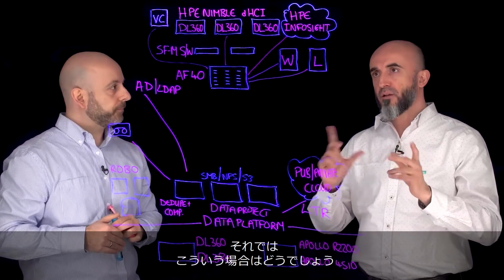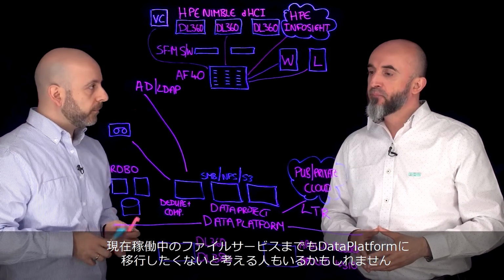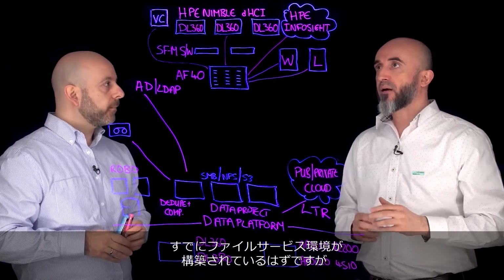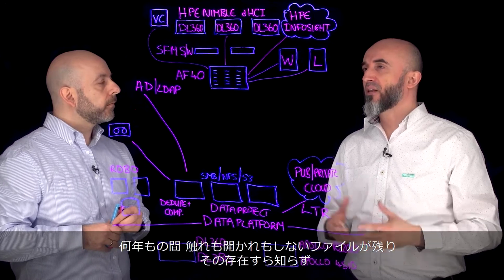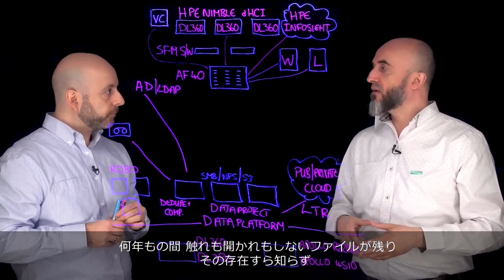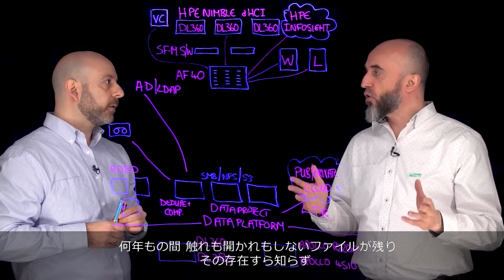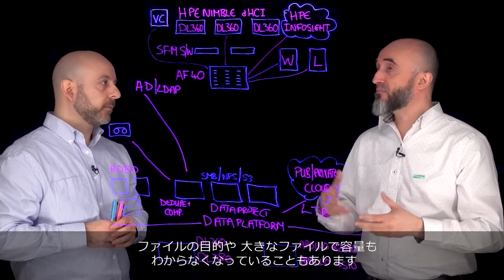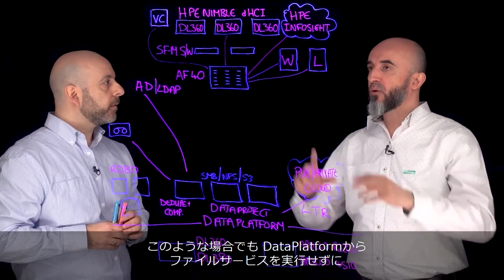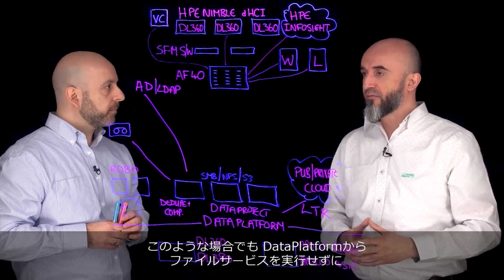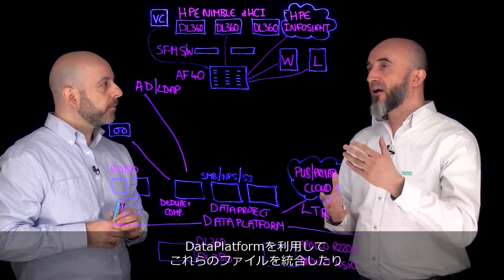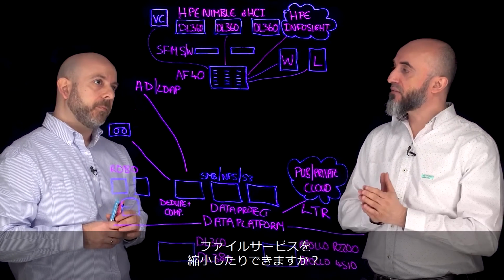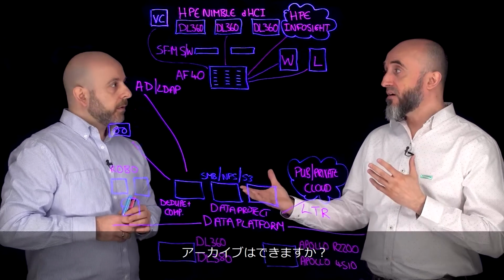Excellent. So here's another scenario. Maybe folks out there don't want to move or migrate from whatever they're running to Data Platform, but they might be running file services in the environment, and they might have files that are old, maybe years old, that they never touched or opened. They don't even know what files are there or what they're used for. Some files might be really large. Can we do something without running file services from Data Platform? Can we take advantage of Data Platform to consolidate those files, maybe shrink that file services to be a bit smaller? Maybe archiving? Can we do that?